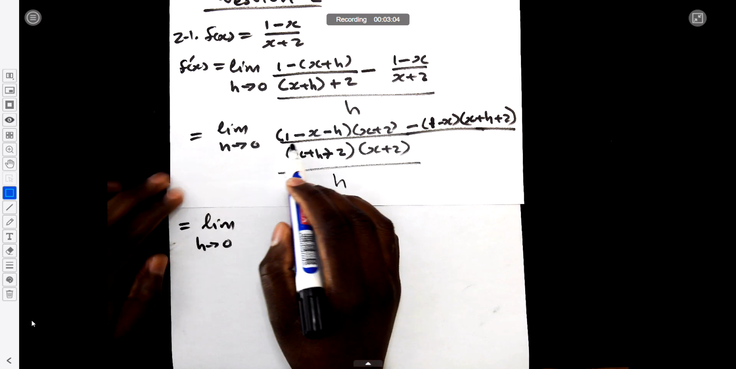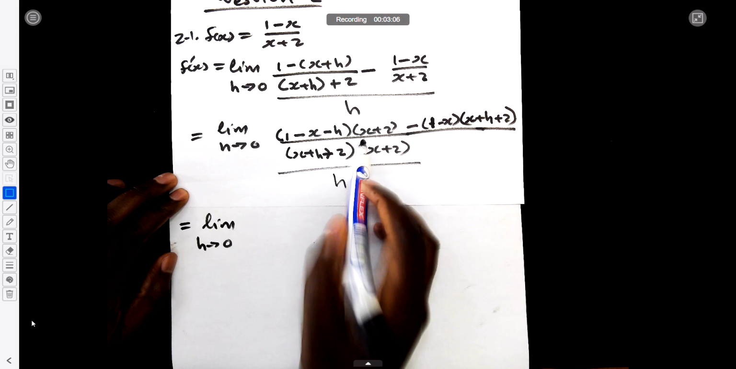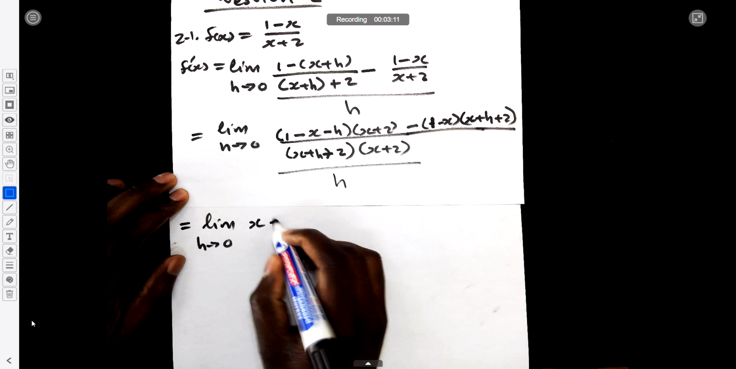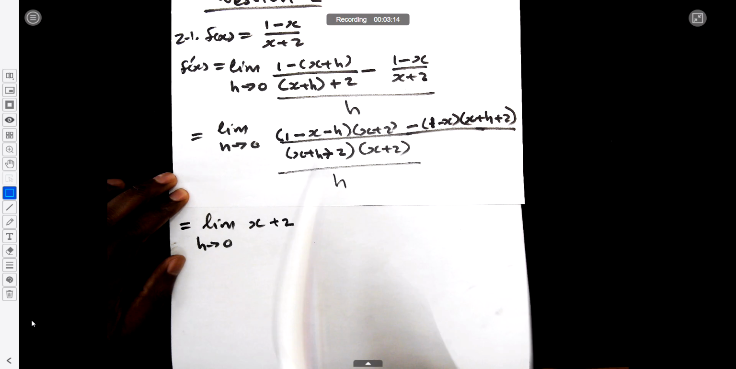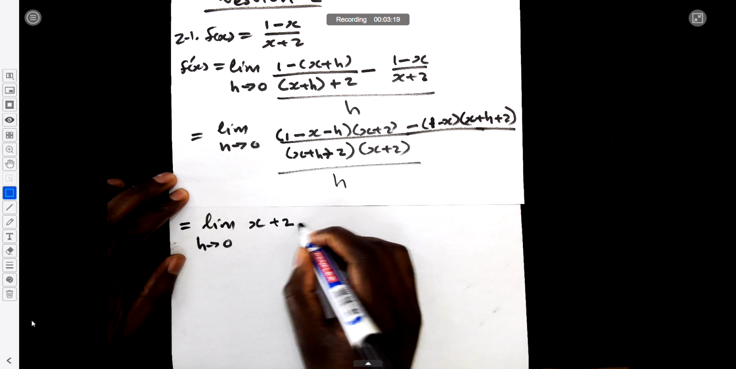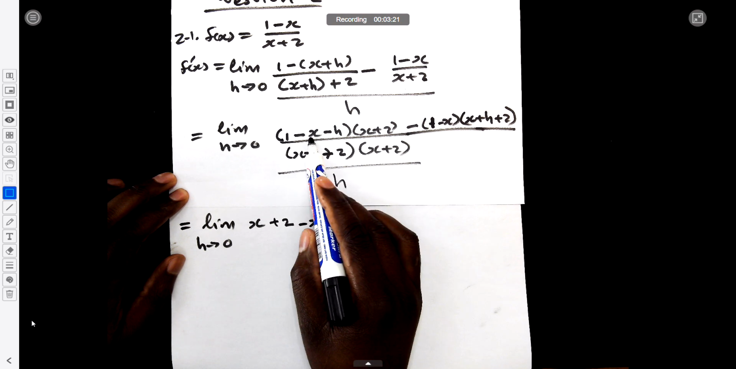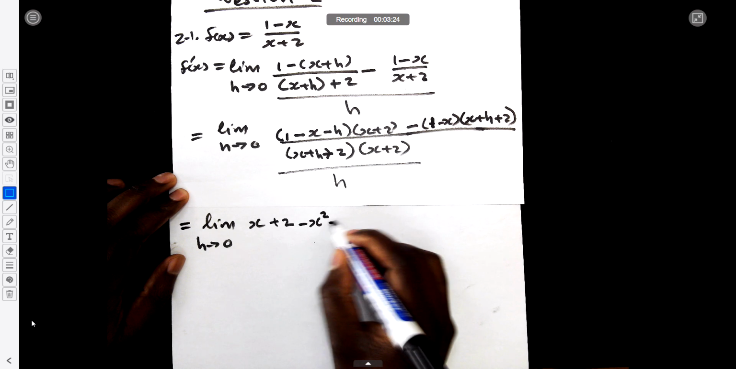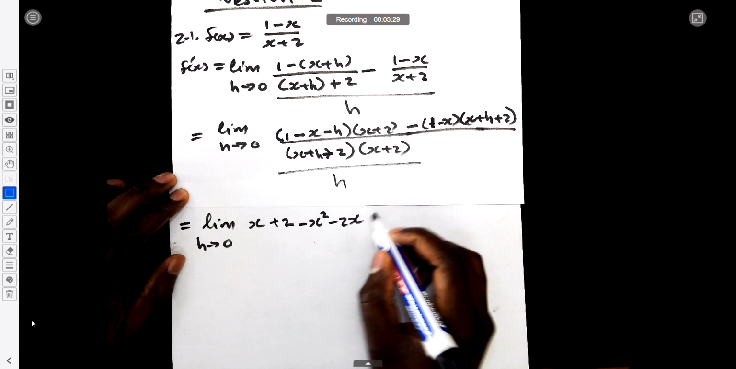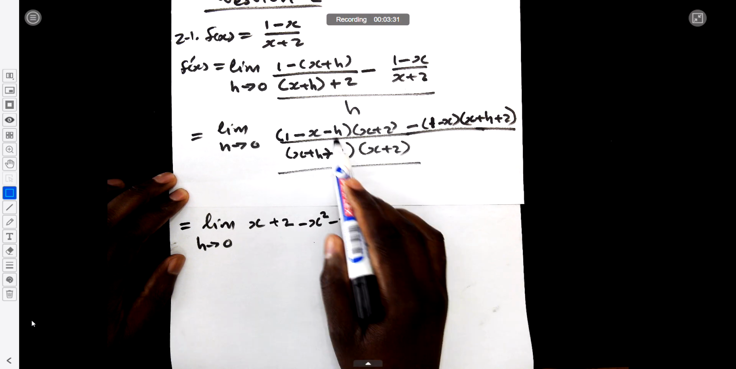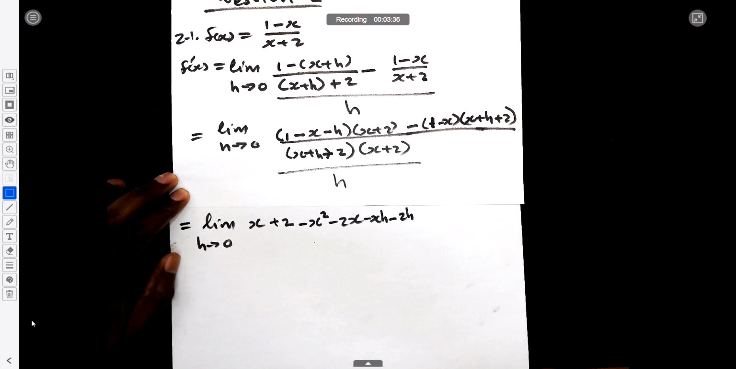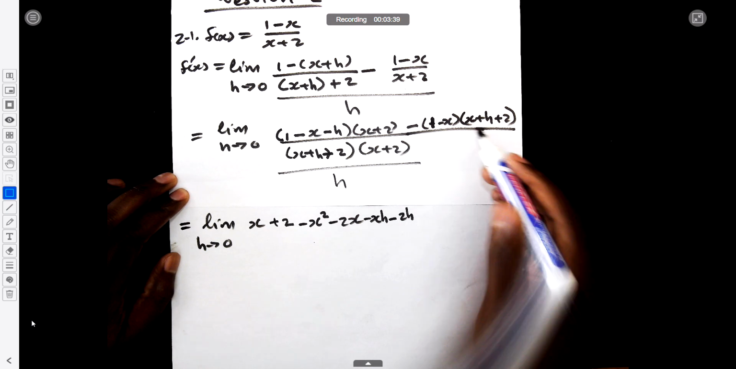So let us multiply out now. We see that we have 1 times x, which is going to be x, 1 times 2, that is 2, isn't it? Then we move to negative x. Negative x multiplied by x is minus x squared. So minus x multiplied by 2, so minus 2x. And let's move to a negative h multiplied by x, negative xh. So negative h multiplied by 2 is negative 2h. Then go and multiply now the last term.